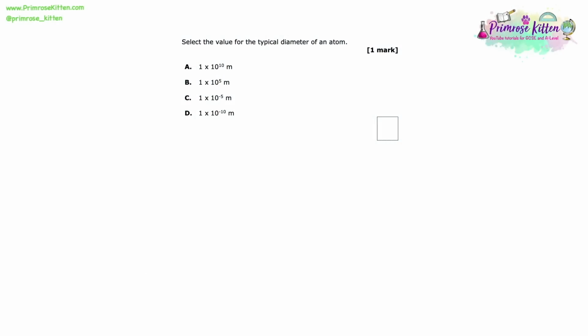You are asked to select the value for the typical diameter of an atom. Now this is a recall question, so if you're wondering how you're meant to know this, the examiner simply expects you to just know it. However, as this is a multiple choice question, we can narrow down our options. We know that atoms are very small, and therefore they won't have a positive power in standard form, because that's used for big numbers. That leaves us with 1 times 10 to the minus 5 or 1 times 10 to the minus 10.